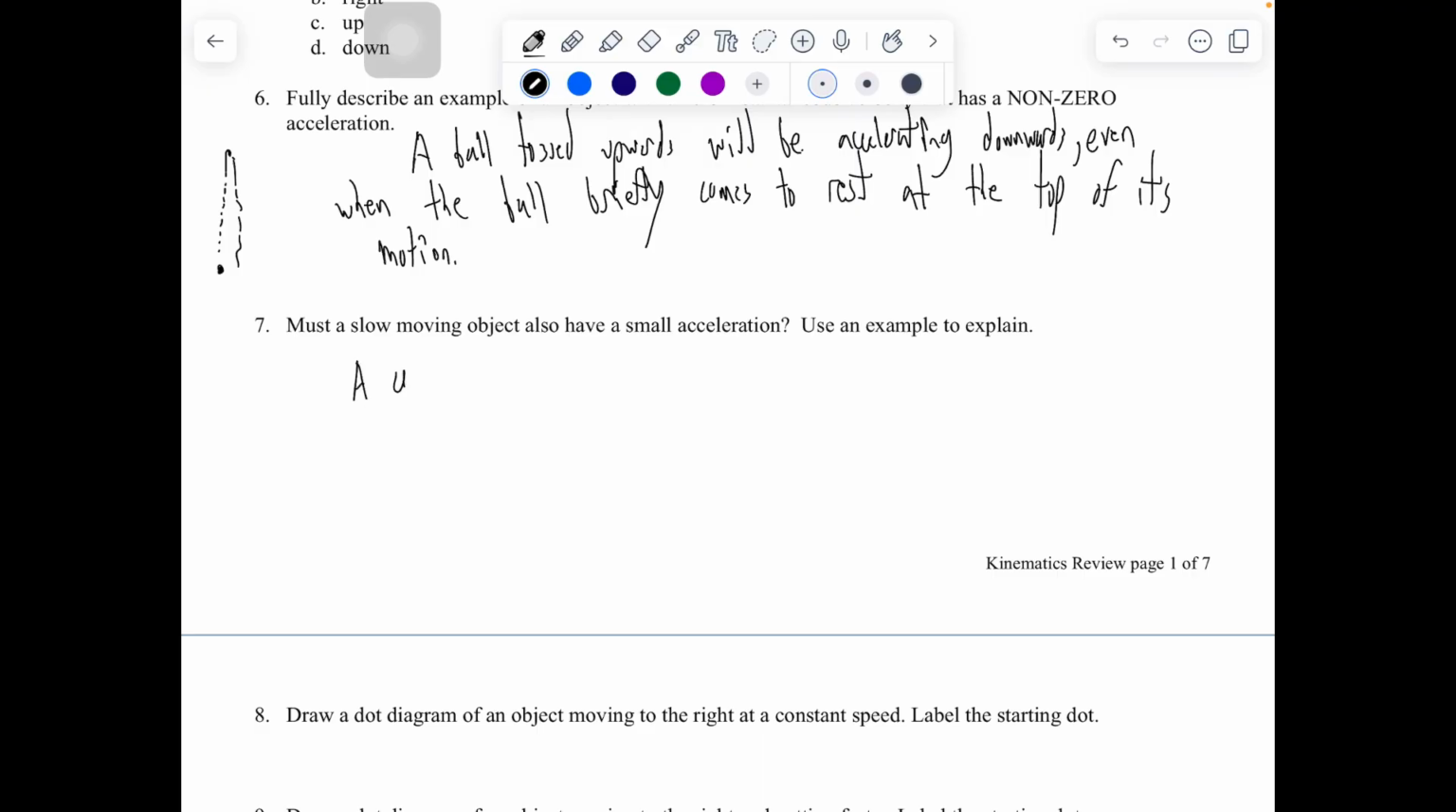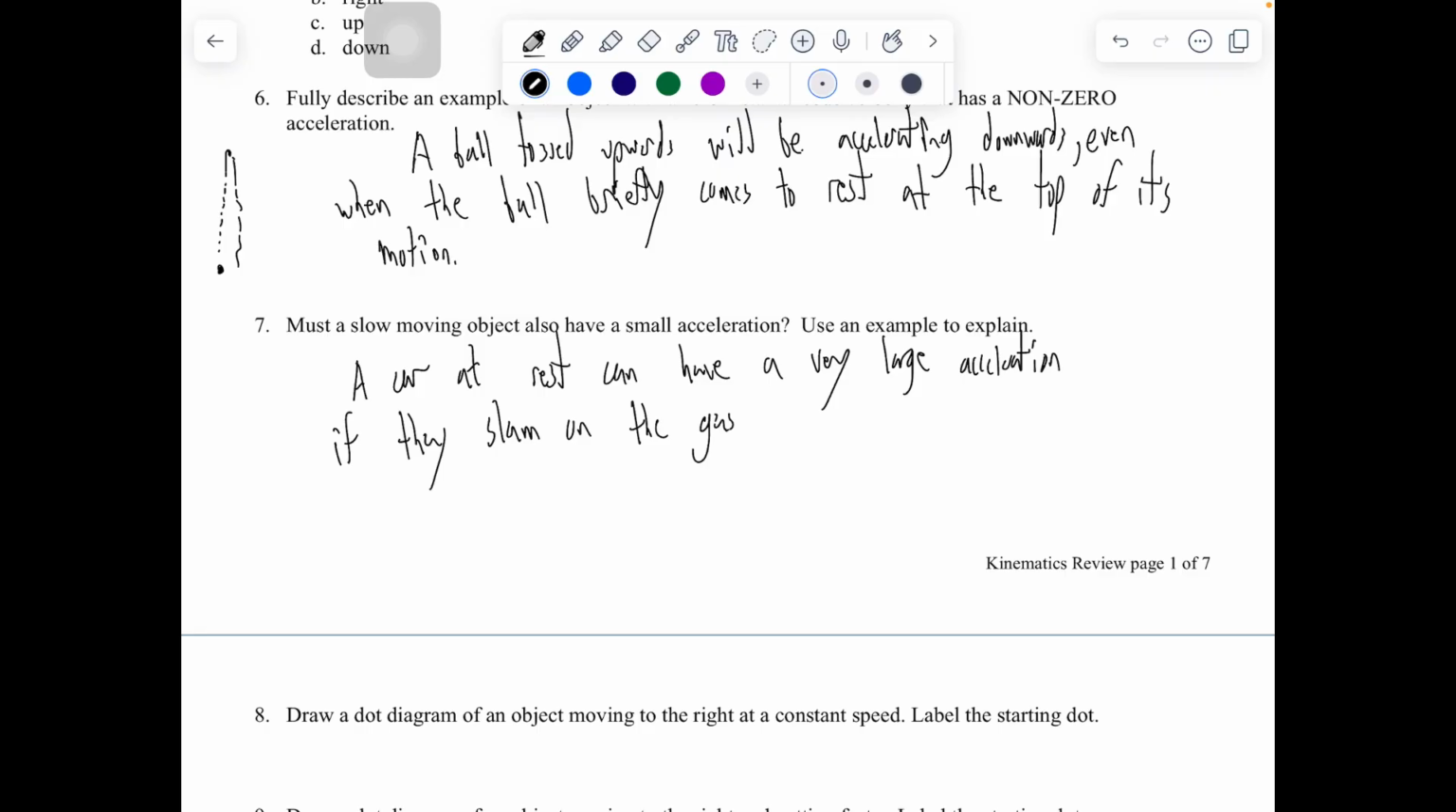So a car at rest can have a very large acceleration if they slam on the gas to start moving.